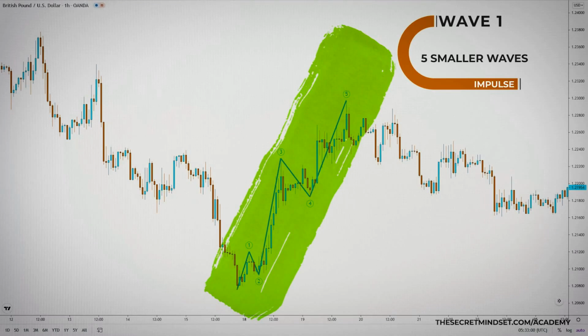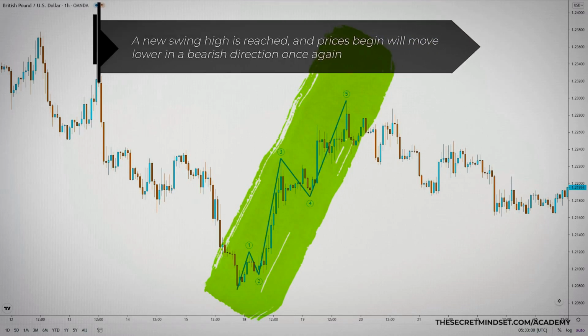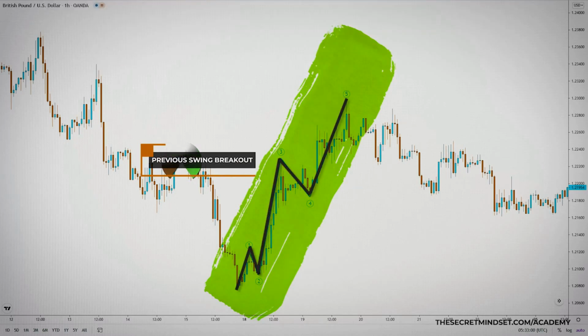There is really no way to know how long the wave will last. However, at some point, it will become clearly apparent that the wave 1 has ended as a significant swing high is reached, and prices begin to move lower in a bearish direction once again. Wave 1 generally subdivides into 5 smaller waves and can sometimes appear as a leading diagonal structure.